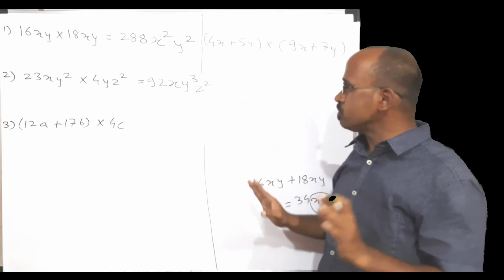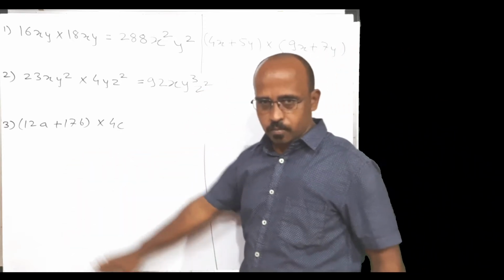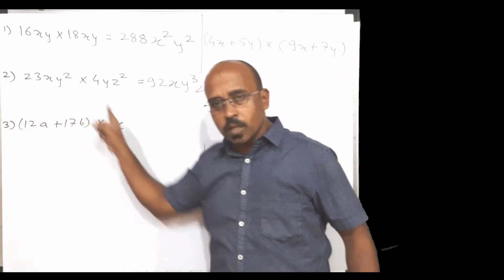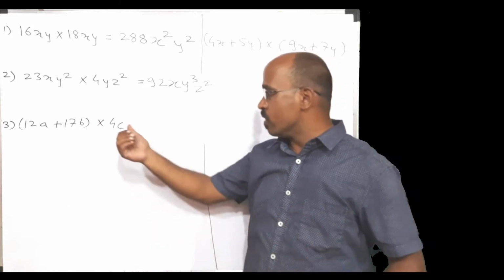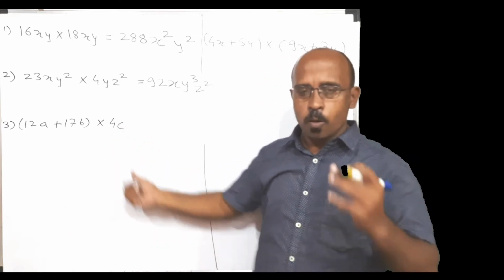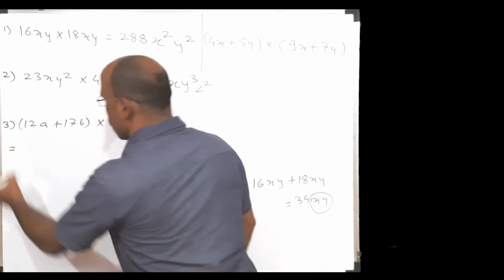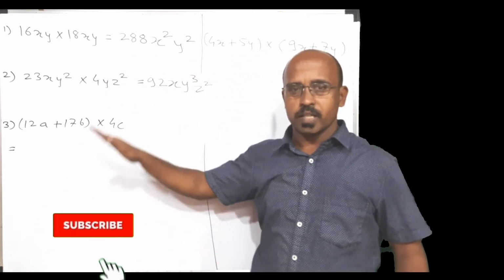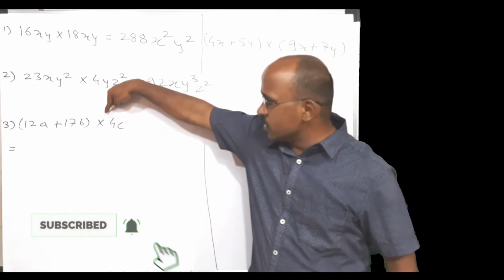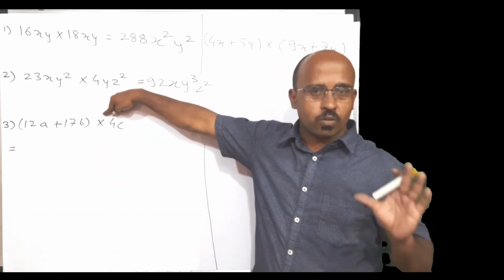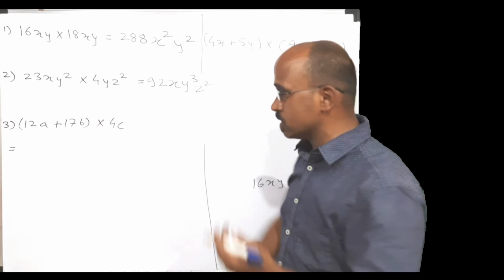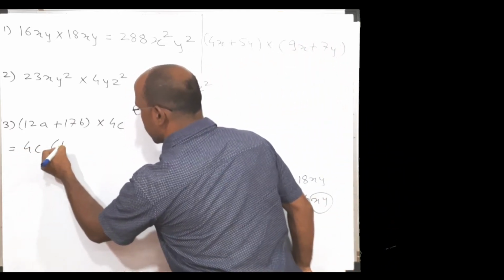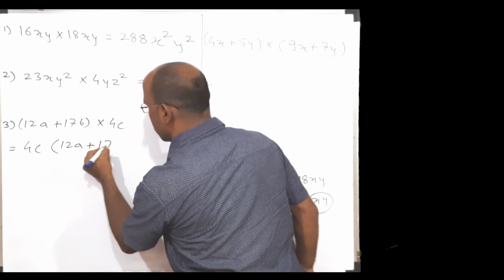Done. Let us see the third example. The third example is 12a plus 17b. This total bracket is one term. We have to multiply it by 4c. First of all, students, I am going to tell you how to write multiplication of algebraic expressions. Normally, the multiplication symbol is not required to be written. So how do we write it? We write it as 4c in front of the bracket 12a plus 17b.